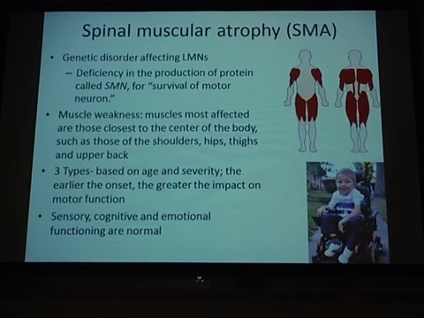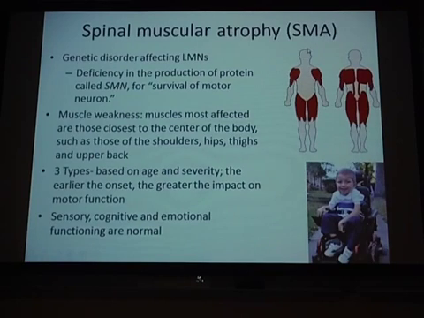Another lower motor neuron disorder is spinal muscular atrophy. How many of you have heard of this one? It's not that common, so if you've heard of it or if you've seen it. This is another genetic disorder, and what happens is there's a dysfunction in the gene regulation that makes the protein SMN, which stands for survival motor neuron. So as you can expect, if you don't have enough of this protein, your motor neurons do not survive and they start to die off.